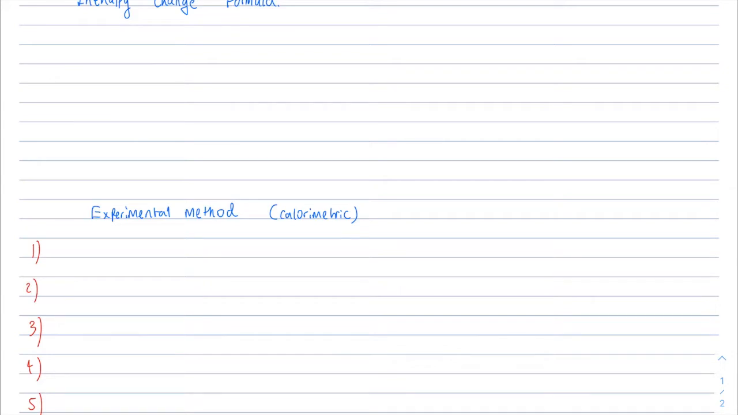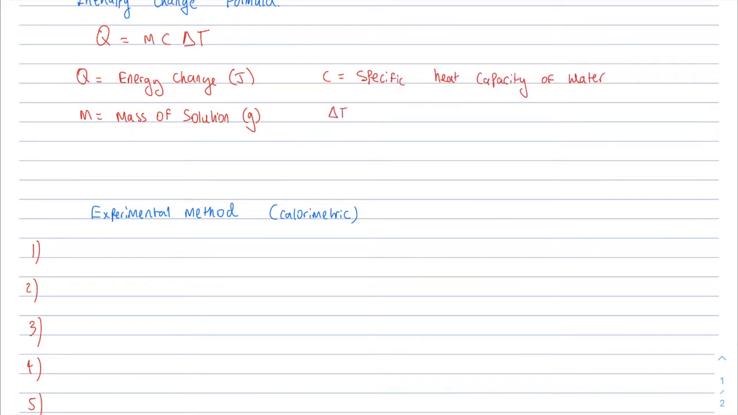So, to calculate enthalpy change, we first need to calculate energy change for the whole reaction. And to do this, we use the formula Q = mcΔT, where Q stands for energy change, m stands for mass of solution, c stands for specific heat capacity of water, and ΔT stands for temperature change.